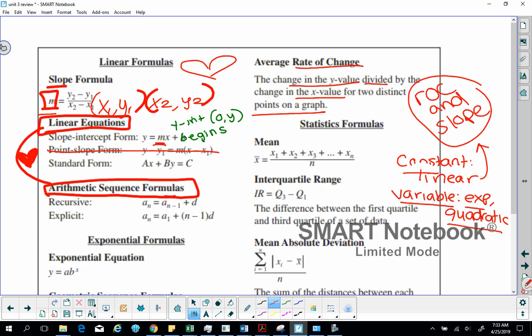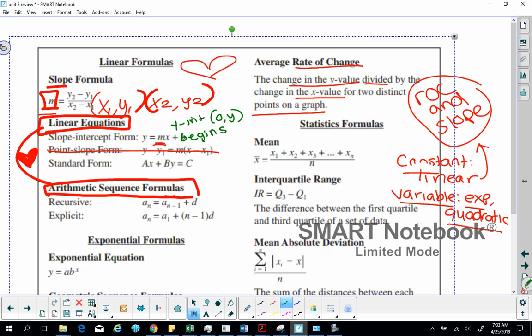Now, we know recursive is like this, but the only thing that we fill in for a recursive is the D for this first one. What does D mean in arithmetic sequences? Do you remember? Arithmetic is adding and subtracting over and over again. So D would be the number that it's adding and subtracting over and over again.